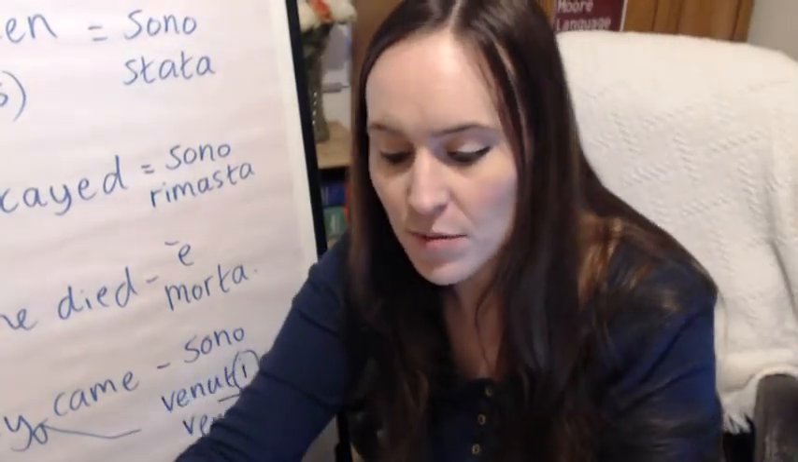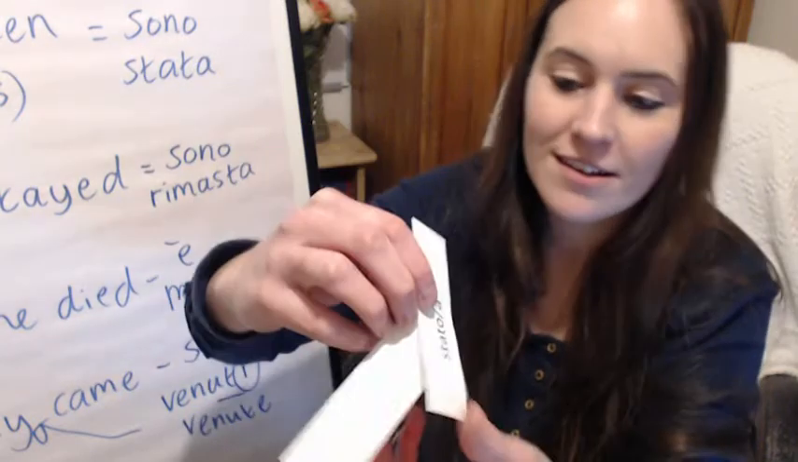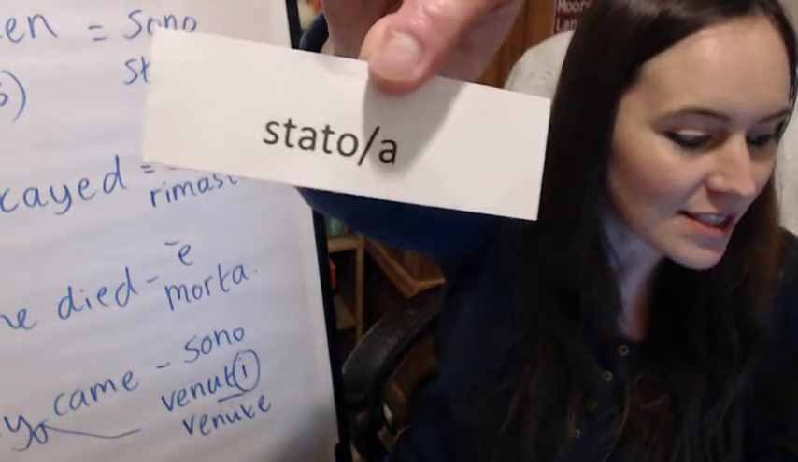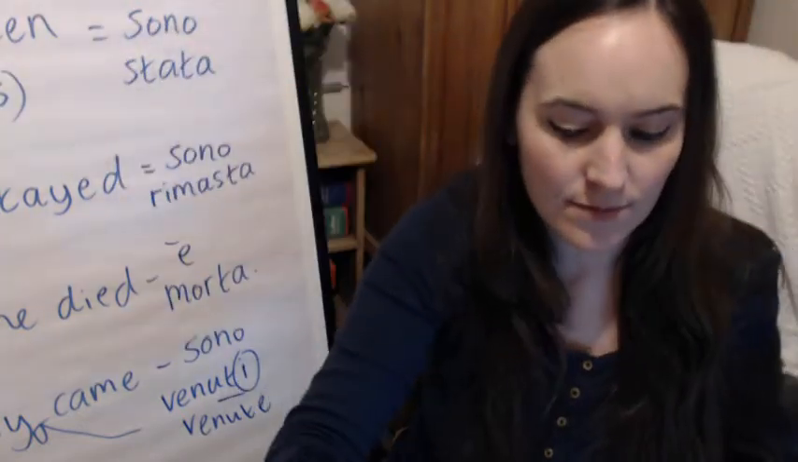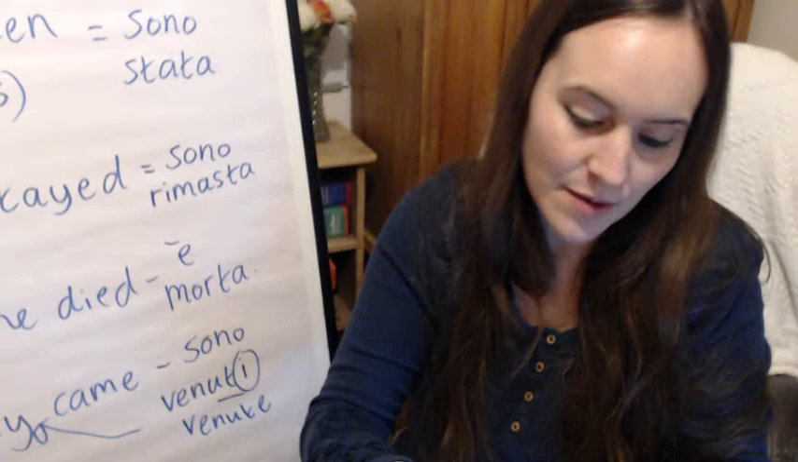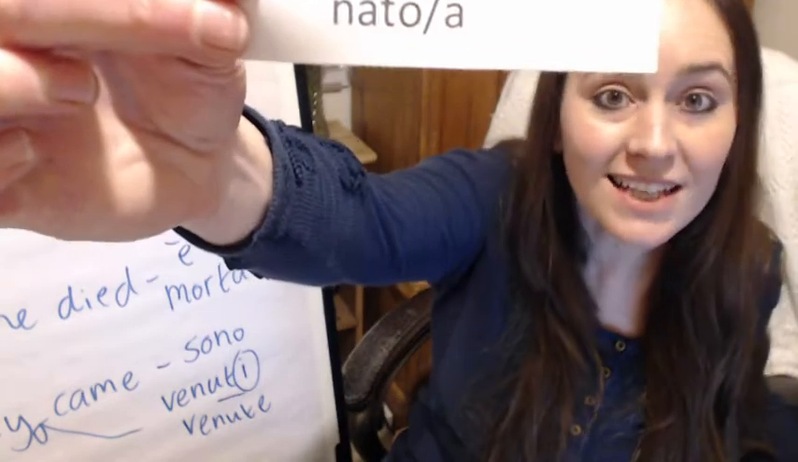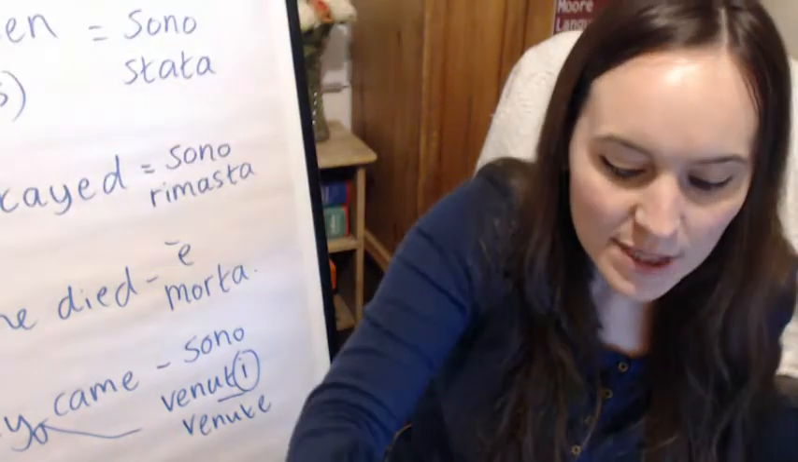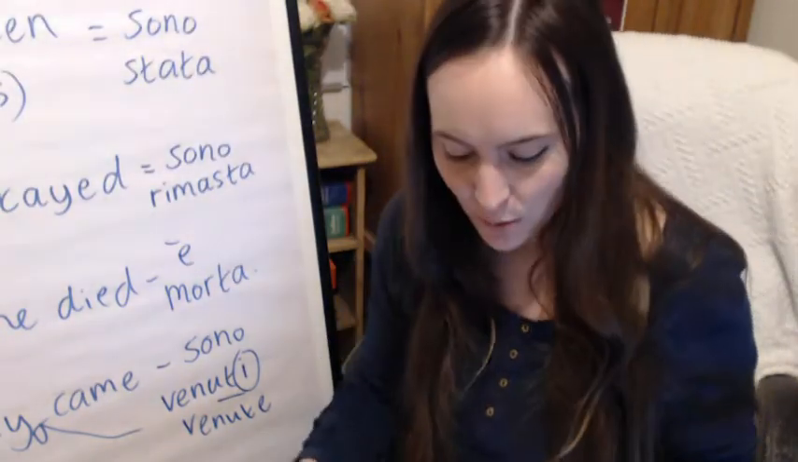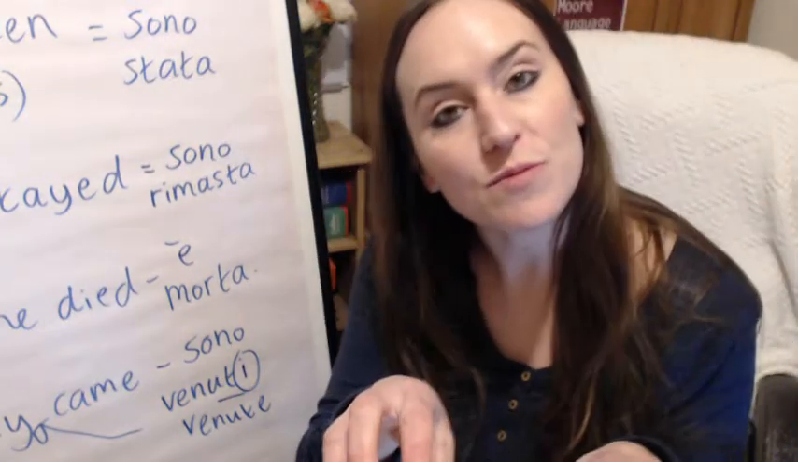I think I've got another couple of ones over here. Stato, stata. I have been, or I was. Stati, state. Nato, nata, nati, nate. From the verb nascere. I think that's all of them. If I've missed any out, I'm very sorry. But they will be in the description under the video.